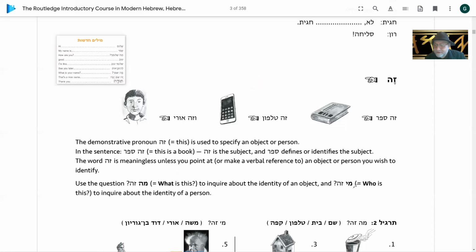And so what is mi zeh then, in contrast to ma zeh? Well, it just changes a little bit. Instead of saying, what is this? You're saying, who is this? To inquire about the identity of a person, okay? So in this case, we might say, mi zeh, and we'd be pointing at Uri. We'd be pointing and say, mi zeh, who is this? And then someone perhaps that is nearby would answer and say, oh, zeh Uri, this is Uri. Okay, you see how that works?